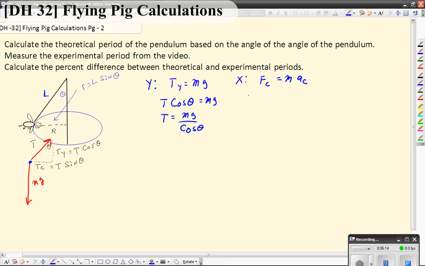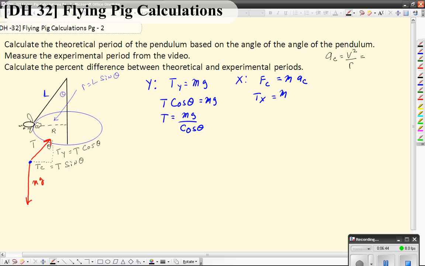And we've already found that that tension here is going to be equal to this. Well, that tension is going to be the x component of the tension, which we'll get to in just a second. And it's going to be mass times centripetal acceleration. Now, centripetal acceleration, you've seen it in multiple ways. On the one hand, it's tangential velocity squared divided by the radius.